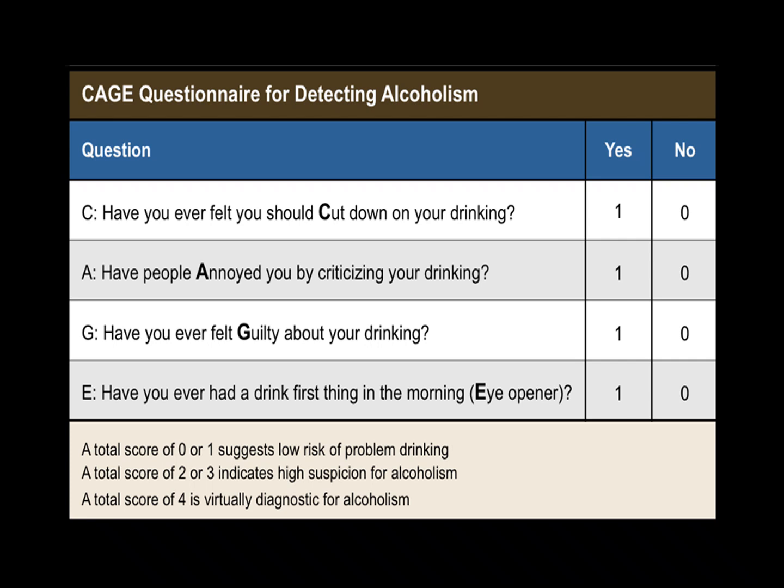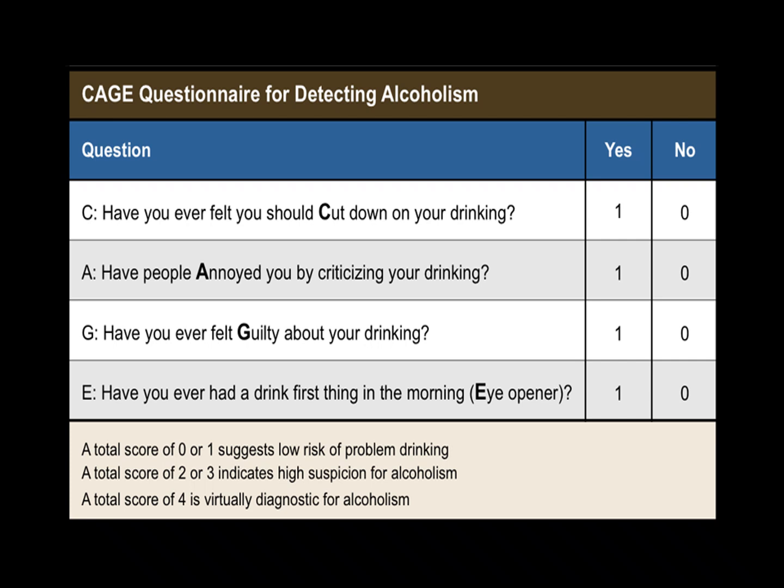One of the questionnaires that is useful, because patients who tend to drink too much don't like to admit, I'm not saying they lie, but they are economic with the truth, is the CAGE questionnaire. It is one good questionnaire to use. CAGE is an acronym where the C stands for, and is that a yes or no? Have you ever felt you should cut down on your drinking? Yes, 1.